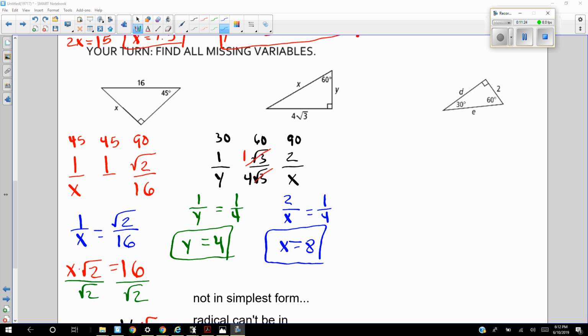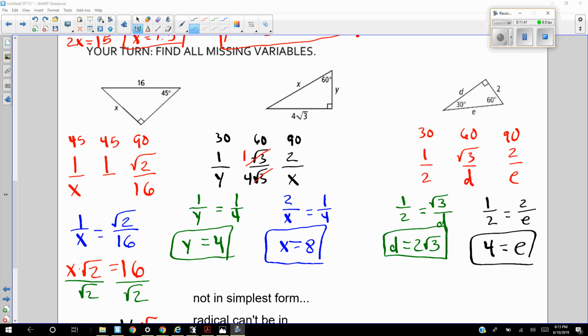Here's the answer to the next one. Notice I made this one a lot easier by just canceling out the radical 3's at the beginning. If you don't do it at this point of the problem, it's okay. You can still cross multiply. You'll eventually cancel out radical 3's anyway and get the same answers. And there's the answer to the last one.